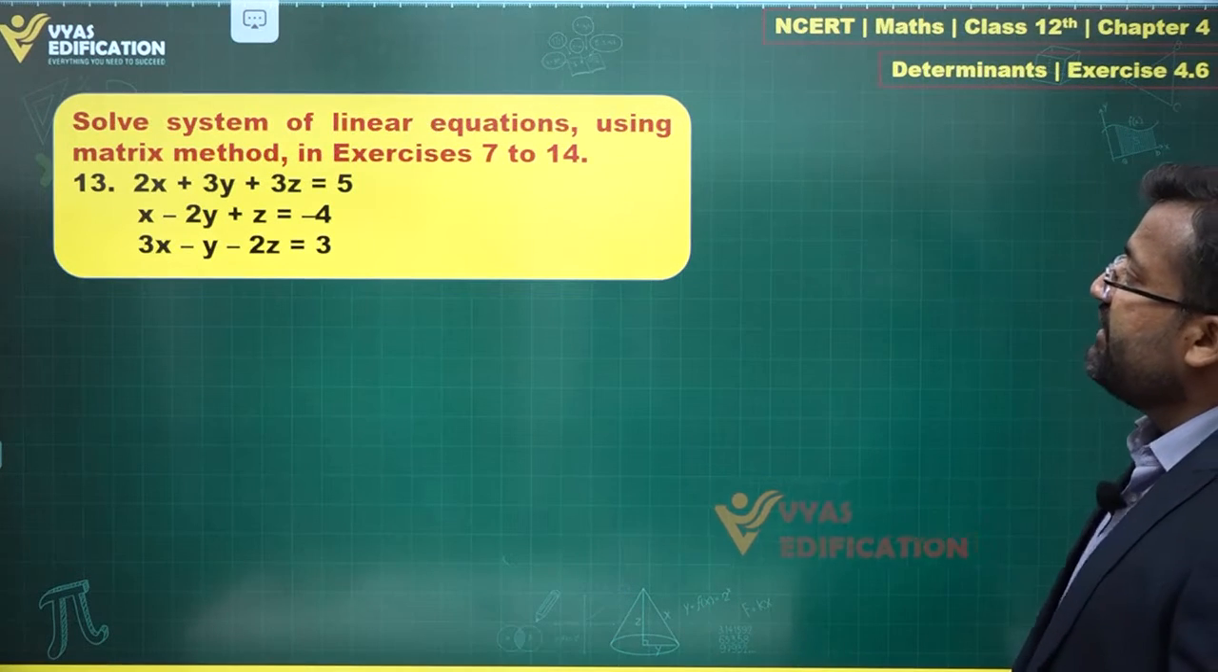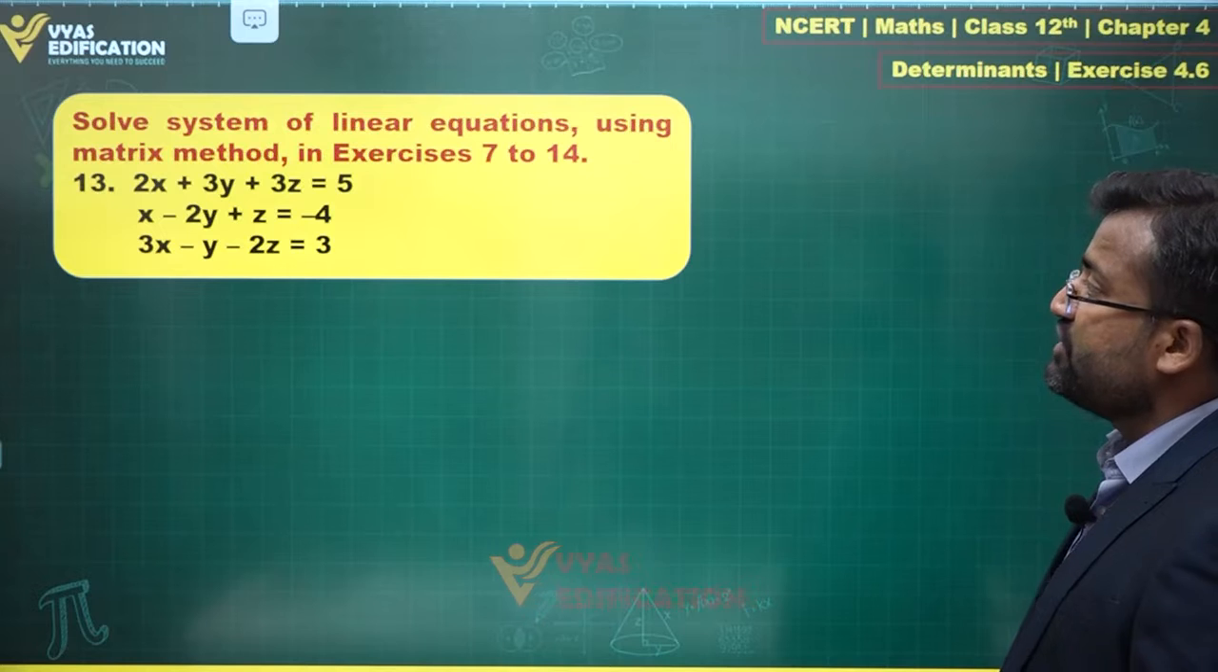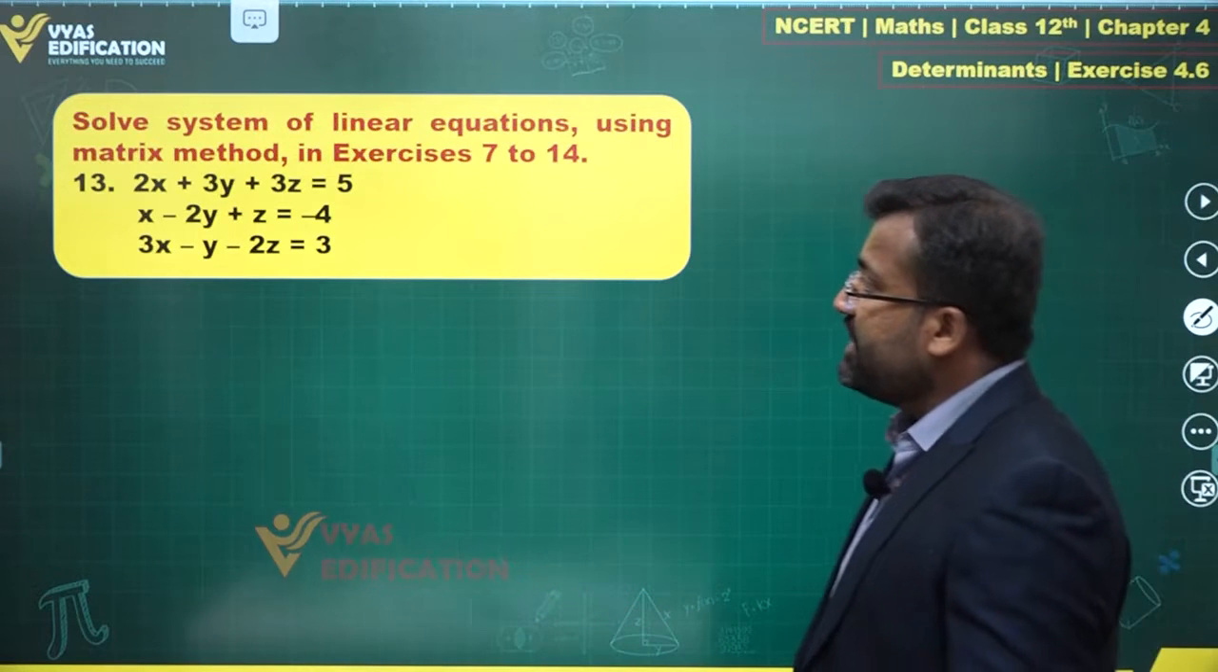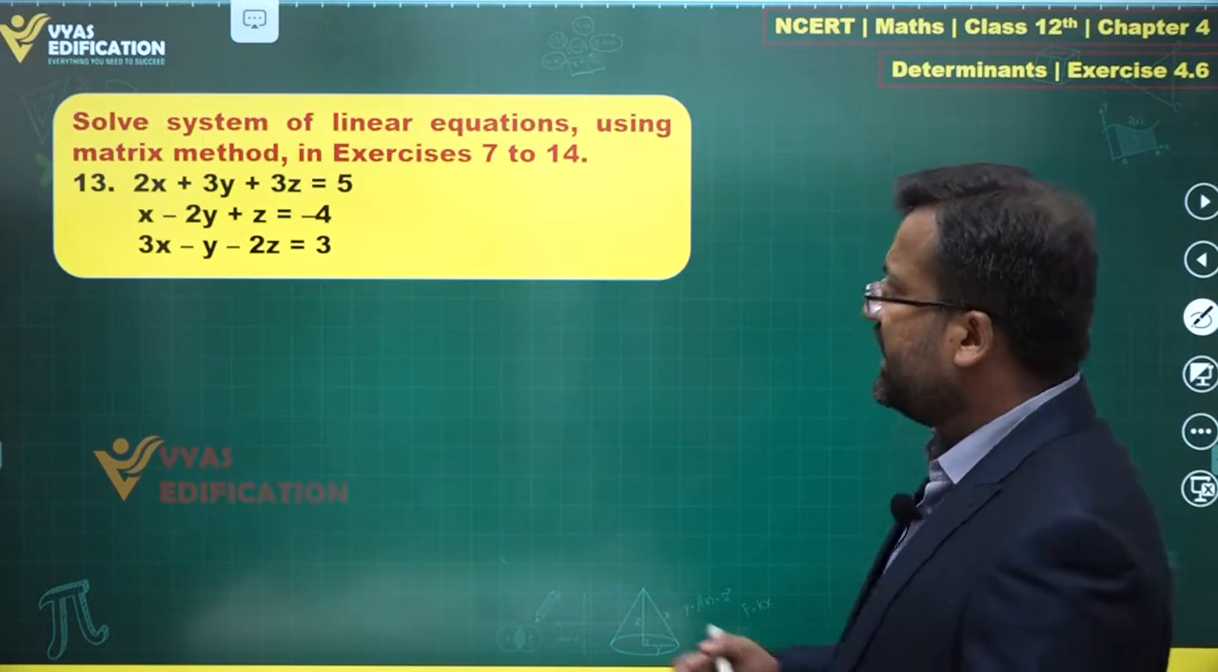This. 2x plus 3y plus 3z equals 5. x minus 2y plus z equals minus 4. 3x minus y minus 2z equals 3. And let's solve this system of equations.